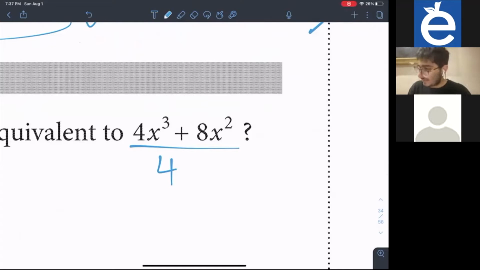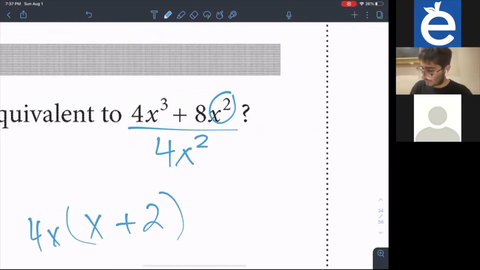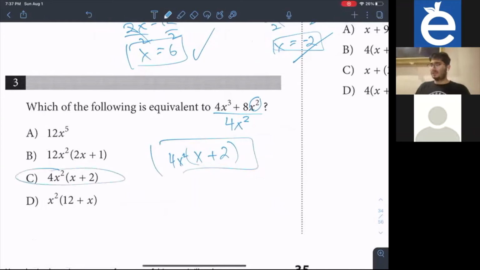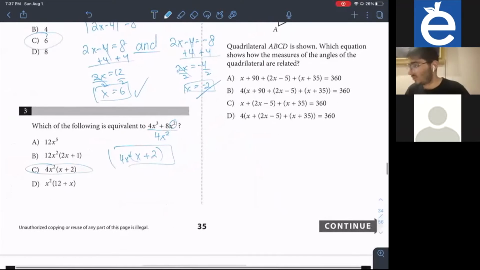Take the 4, and then you take the lower exponent value, so it'd be x squared. When you divide by 4x squared, 4x cubed divided by 4x squared is just x, plus 8x squared divided by 4x squared, which is just 2. Then you put the 4x squared on the outside, and that is your answer, choice C. So this question was basically asking for the greatest common factor. You take the factor that goes into both coefficients, and then you take the lower exponent, and that's how you get your answer for question 3, choice C.